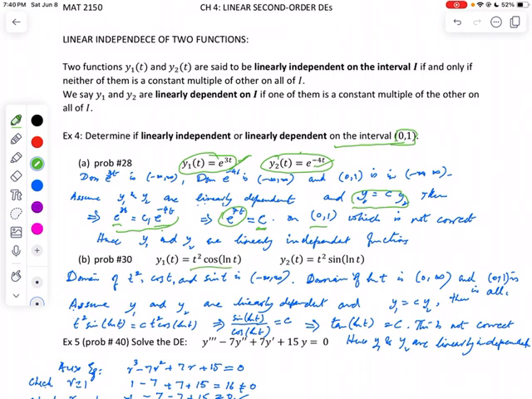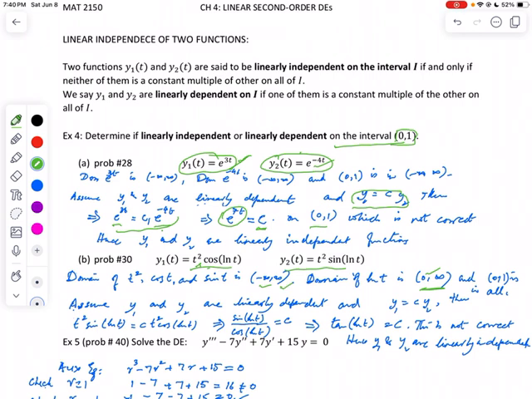Another example: y1 is t square cosine of ln t and y2 is t square sine of ln t. Again, we first check the domain of t square, cosine and sine, all three of them. The domain is all real numbers, negative infinity to infinity, and the domain of ln t, the logarithm function, is 0 to infinity, not including 0. And (0, 1) lies in each.